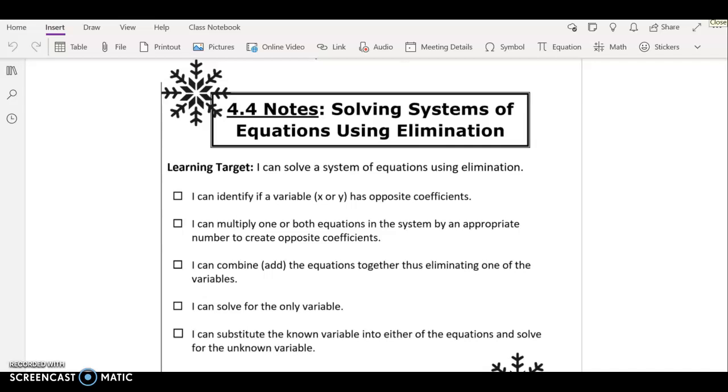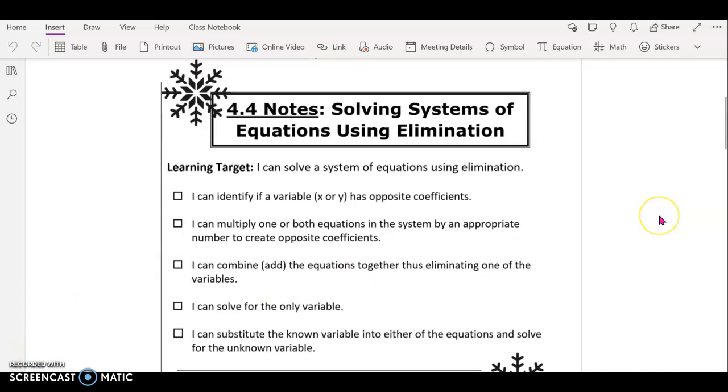Hi everyone. Today we're looking at lesson 4.4, which is our last lesson in Unit 4 on solving systems of equations using the elimination method. We have already learned the substitution method, and we've also learned how to graph a system and find that solution, the point where they intersect.